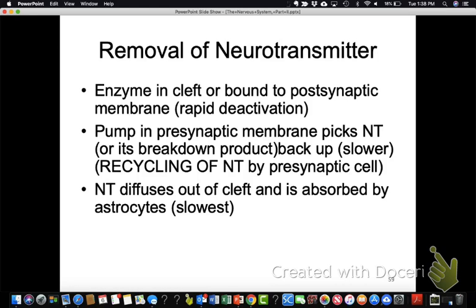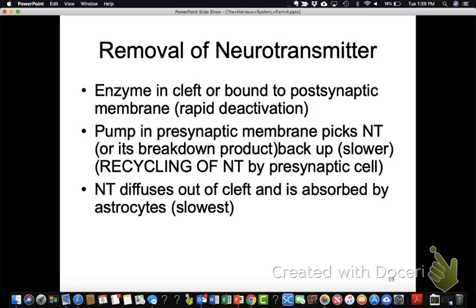This takes a little longer, but it also saves neurotransmitter. It recycles neurotransmitter. So pumping it back in sometimes works with an enzyme. For example, with acetylcholine, you break it into acetyl and choline, but you pump the choline back into the cell that secretes it. So reabsorb it. And if there's not an enzyme breaking it down, that's going to be a little bit slower.